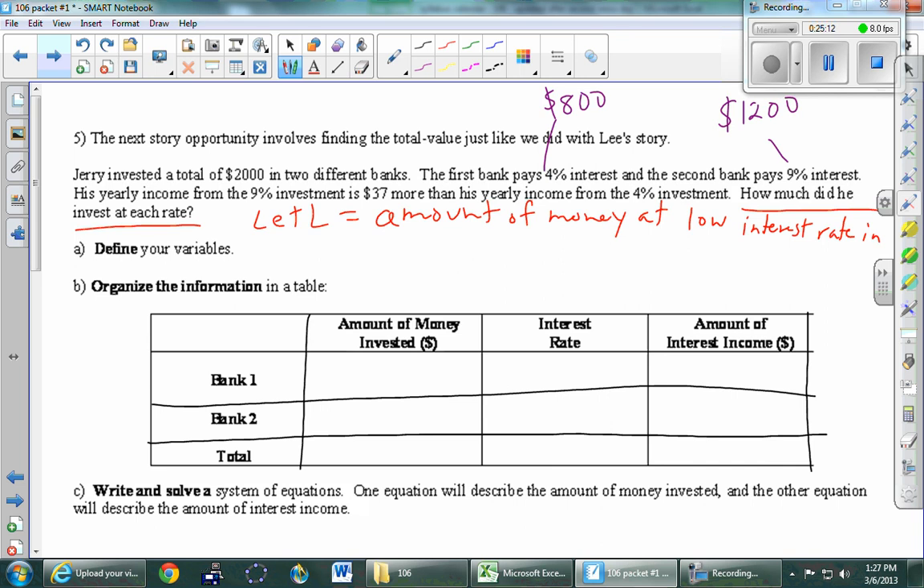What are the units for L? Dollars. L is the amount invested at the lower interest rate in dollars. And then for the other one, so what letter could we use?